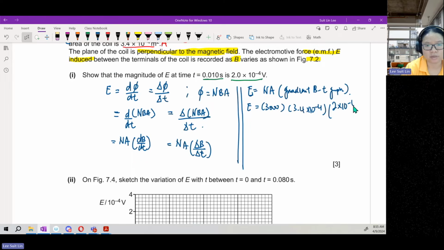Two times 10 to the power negative 6 divided by 0.01. If you throw everything inside, you get E as 2.0 times 10 to the power of negative 4 volt. It's kind of weak because the magnetic flux density is very weak. It's micro Tesla. Okay, it's 2.04.